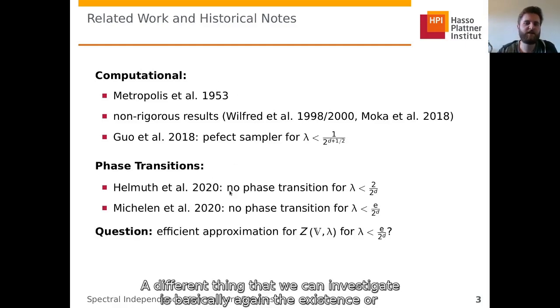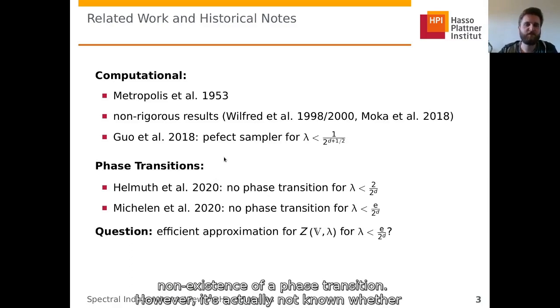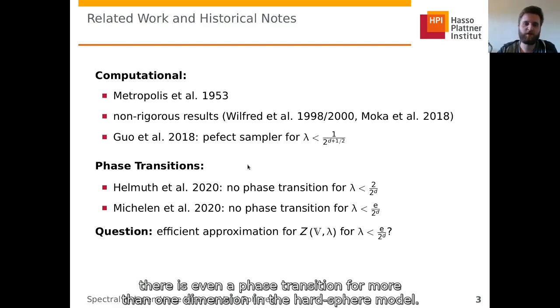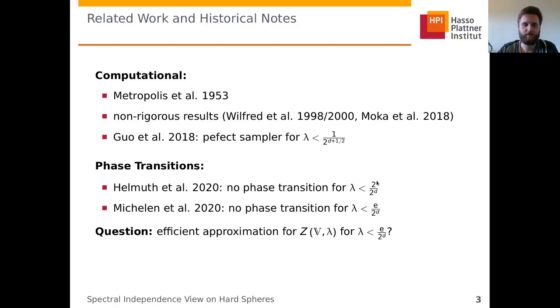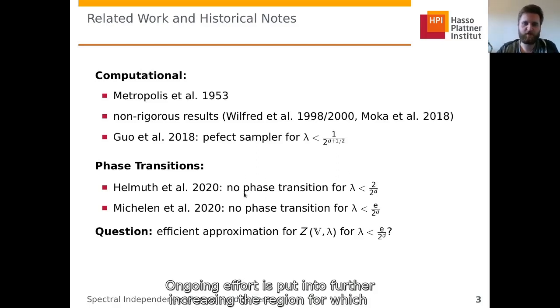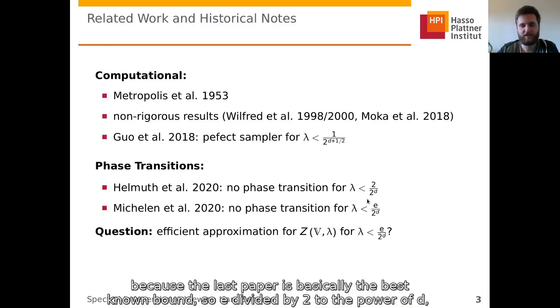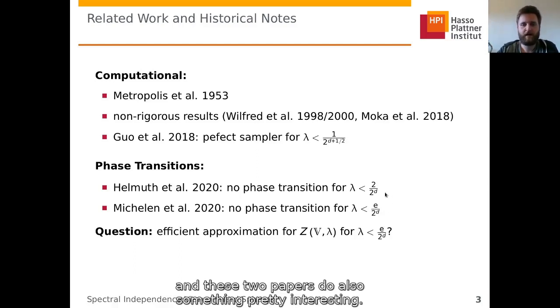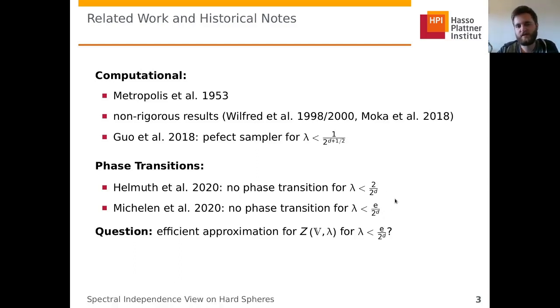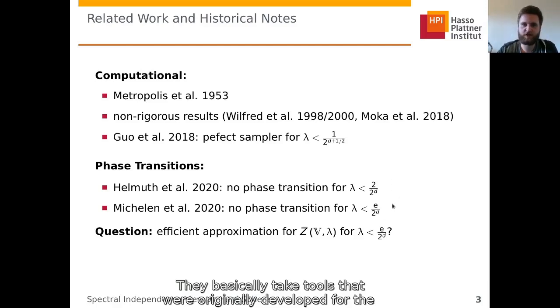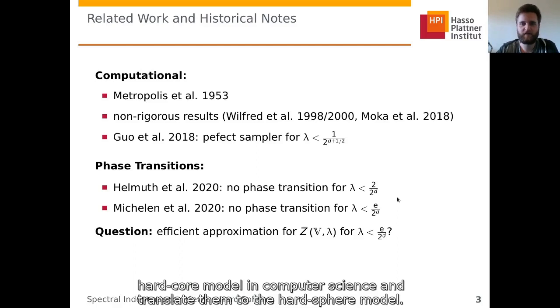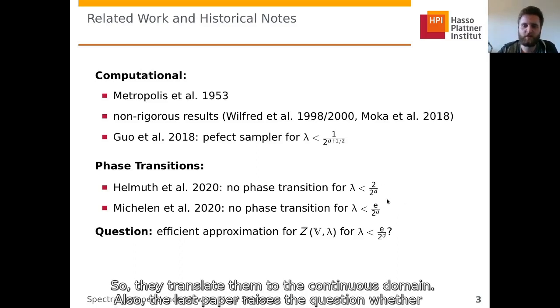A different thing that we can investigate are basically the existence or non-existence of a phase transition. However, it's actually not known whether there is even a phase transition for more than one dimension in the hard sphere model. An ongoing effort is put into further increasing the region for which we know that there's no phase transition. And I especially picked these two papers among many because the last paper is basically the best known bound, so e divided by 2 to the power of d. And these two papers do also something pretty interesting because they basically take tools that were originally developed for the hardcore model in computer science and translate them to the hard sphere model, so that they translate them to the continuous domain.